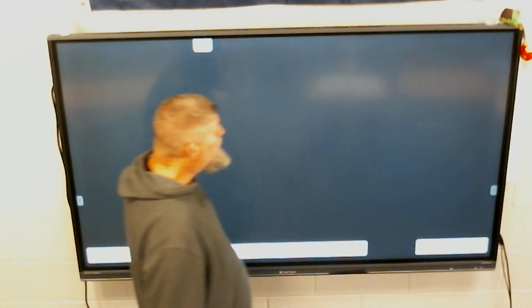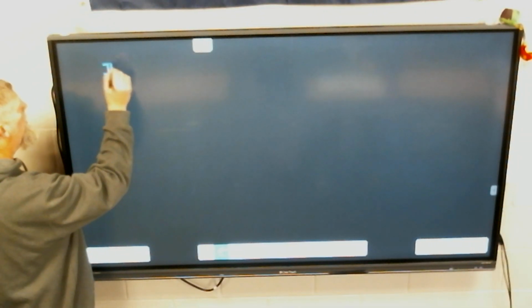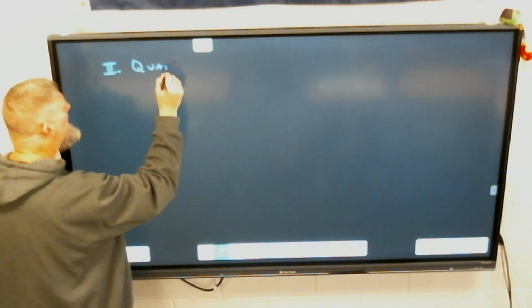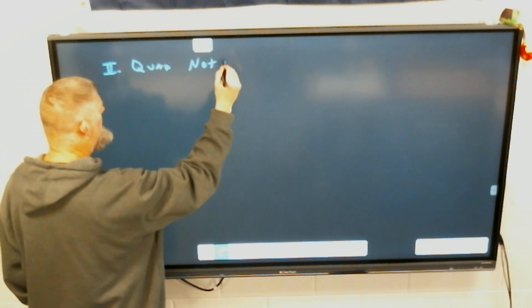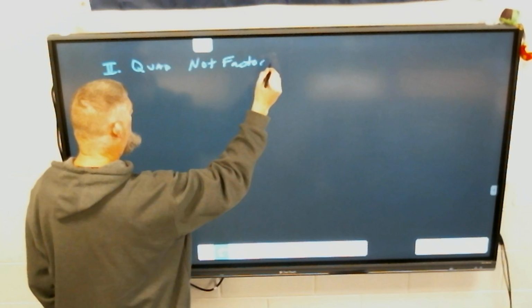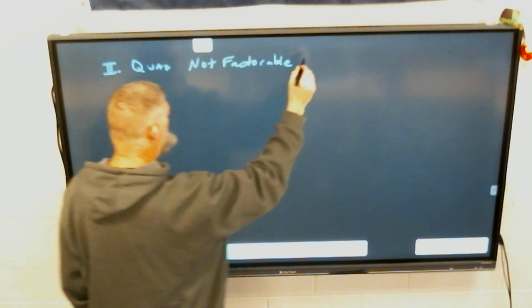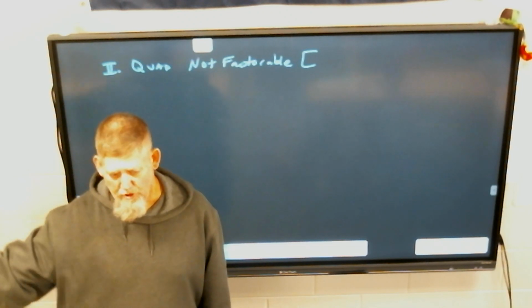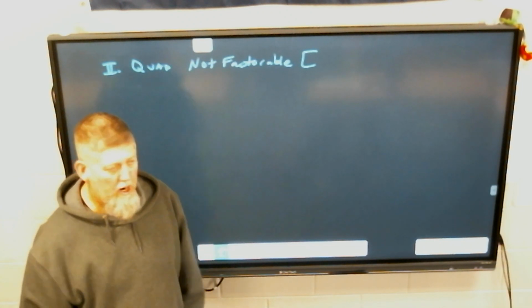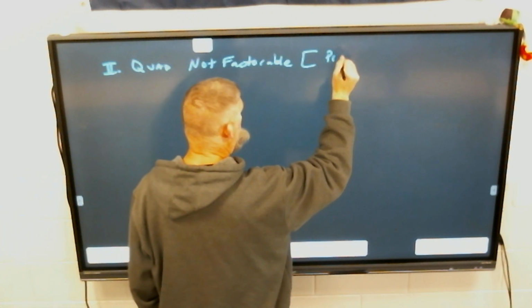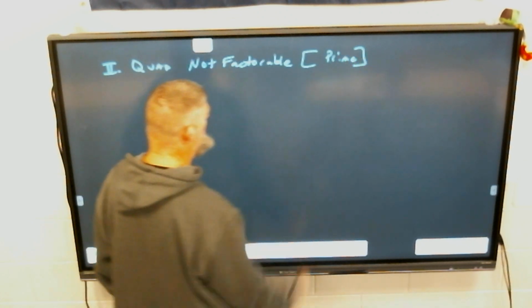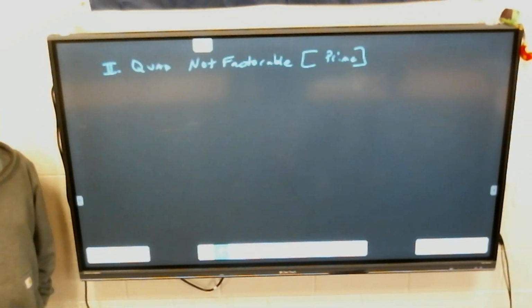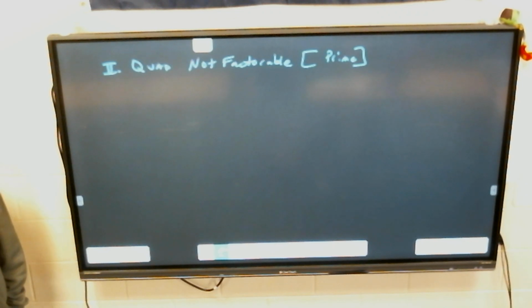Okay, so what if it's not factorable? Roman numeral 2. What about quadratics that are not factorable? Now, what do we call a number that has no factors? It's just prime. These are prime polynomials, prime quadratics. So what do I do with those? I have to have a method to solve them, correct?